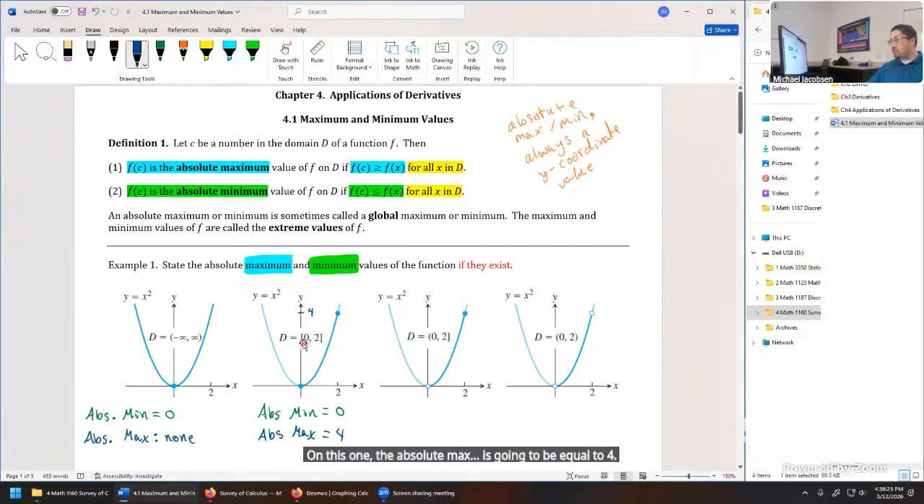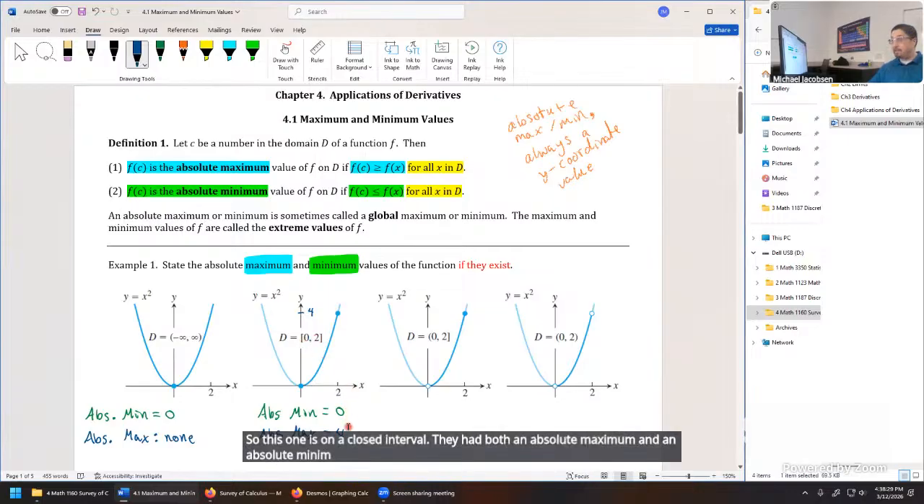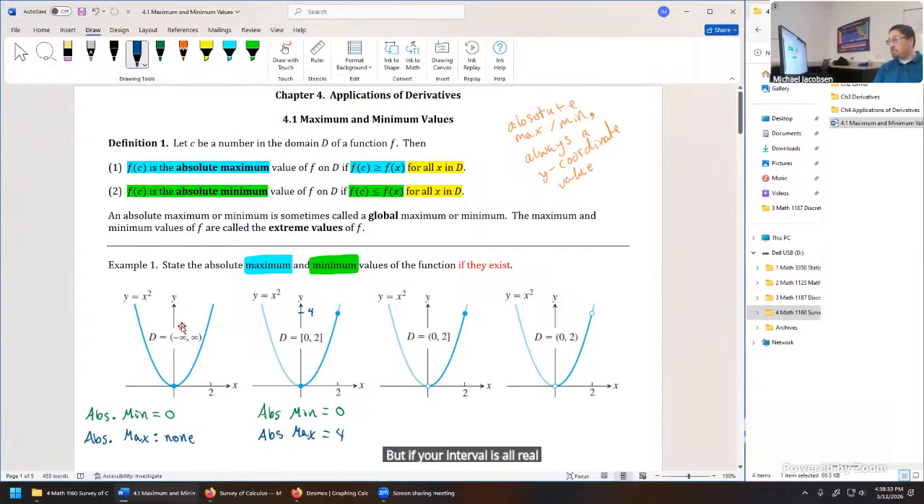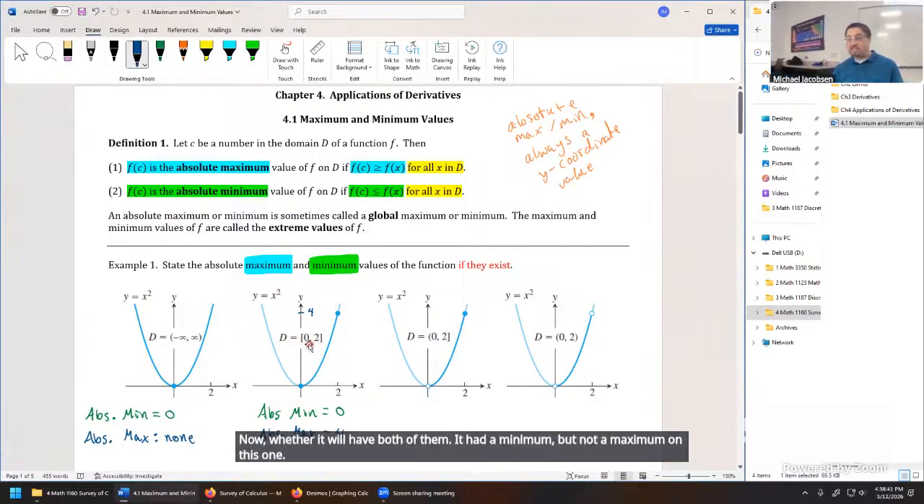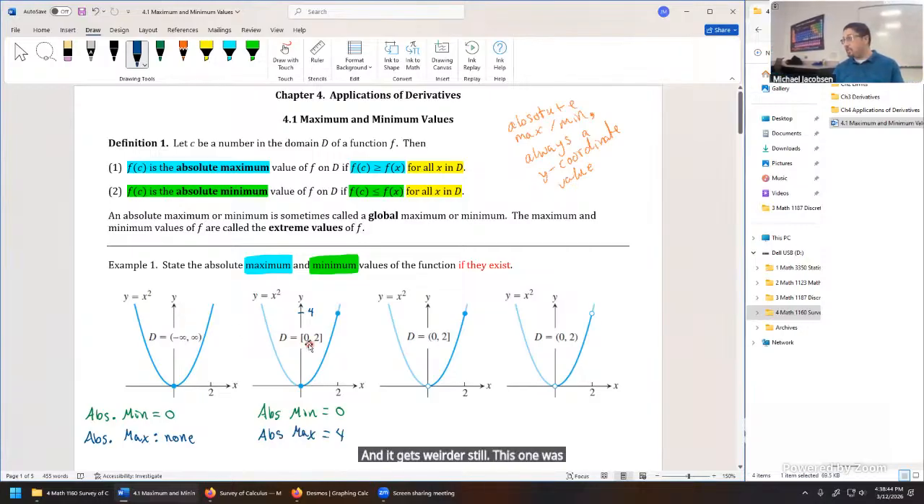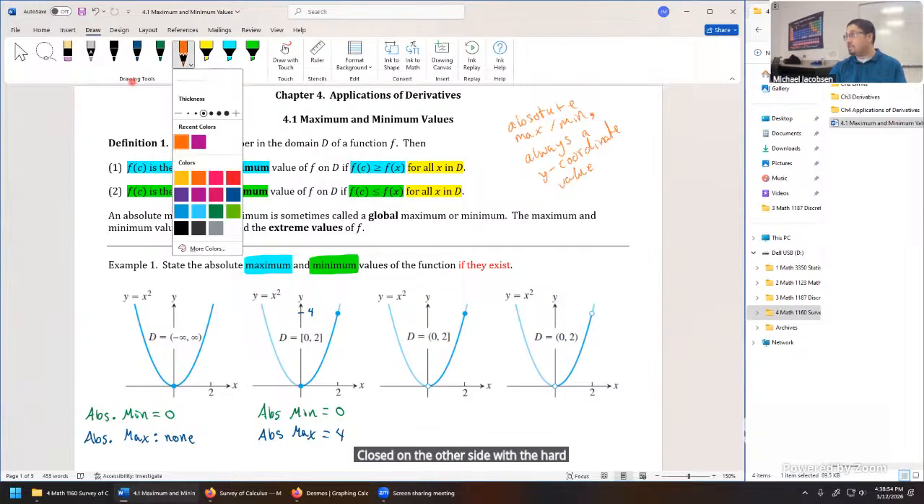So this one is on a closed interval. It had both an absolute maximum and an absolute minimum at the same exact time. But if your interval is all real numbers, well, it just depends on the function now, whether it will have both of them. It had a minimum, but not a maximum on this one. And it gets weirder still. This one was a fully closed interval. And this one is half open, half closed. Open on one side with the parenthesis, closed on the other side with the hard bracket.